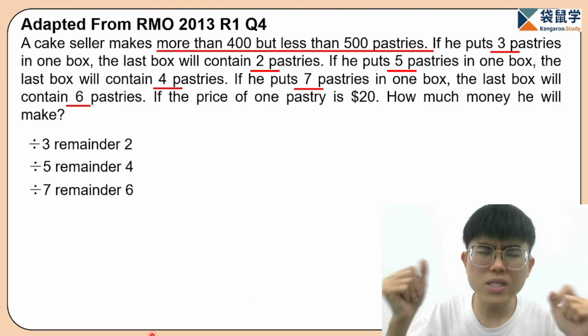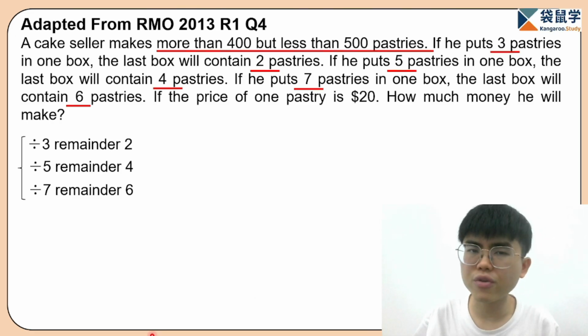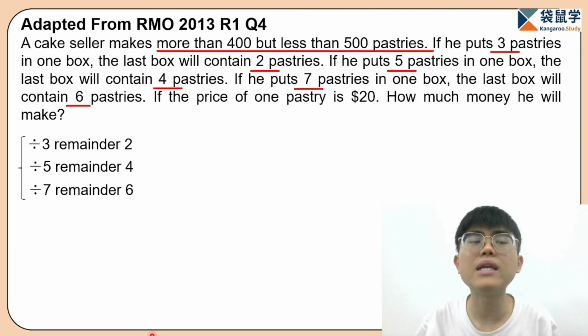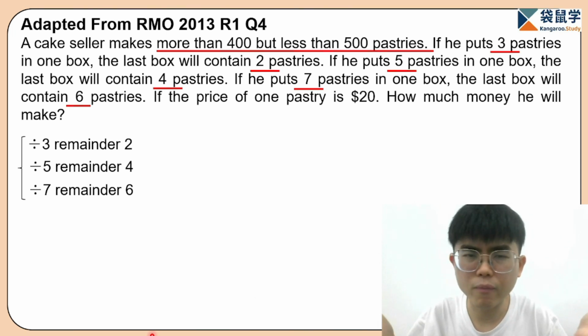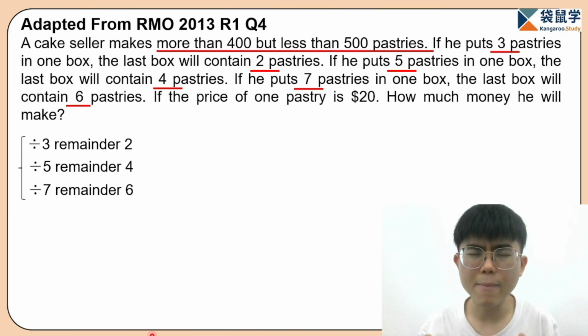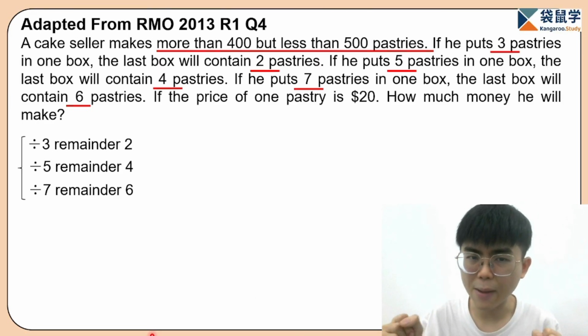Okay, everyone. You see, in this question, we have 3 conditions right here, and we are asked to find what n is. Everyone, what kind of question is this? Which example is it similar to? Think about it.